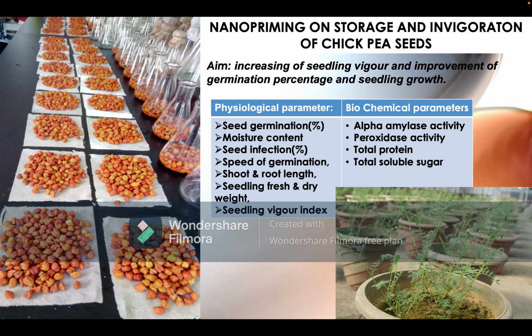We observed highest protein and lowest total soluble sugar content in the primed seed as compared to the control. This showed that if we use a nanoparticle like zinc oxide nanoparticle as a priming agent, we can increase the storage life of a crop like chickpea. And this type of treated seed or primed seed, when planted in the field, showed good plant resistance against pathogens like Fusarium oxysporum.